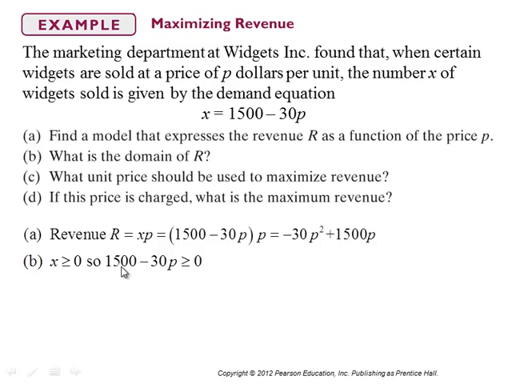So in order for us to have non-negative revenue, we would want the factor 1,500 minus 30p to also be non-negative. So we'll set that 1,500 minus 30p to be greater than or equal to 0 and solve for p. And of course, you know how to solve inequalities. You just move the 30p over to the right-hand side and divide both sides by 30. And you'll have that p is less than or equal to 50.